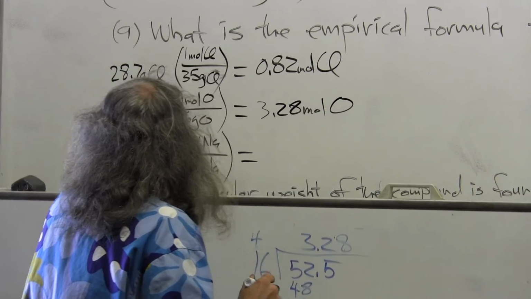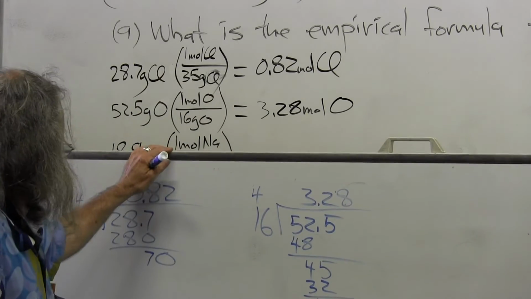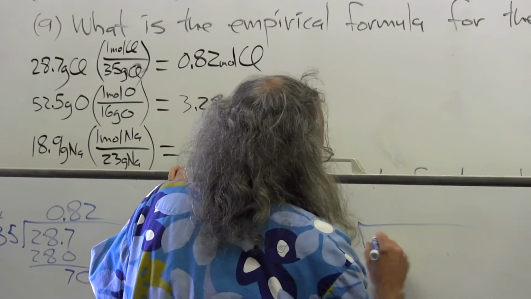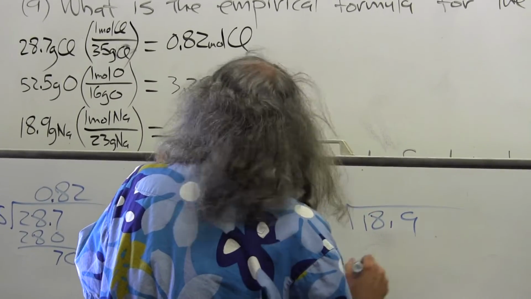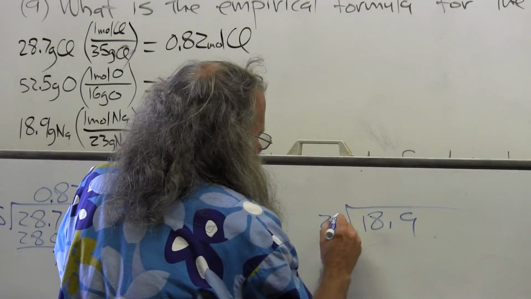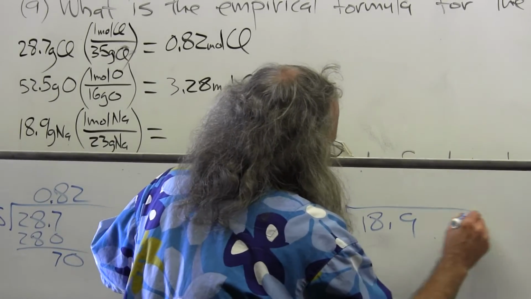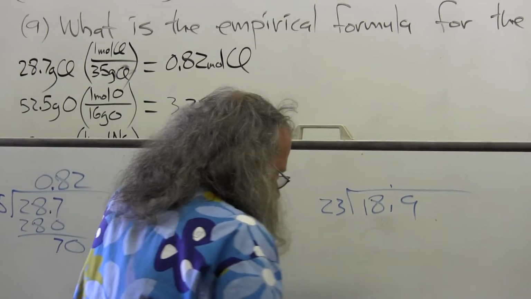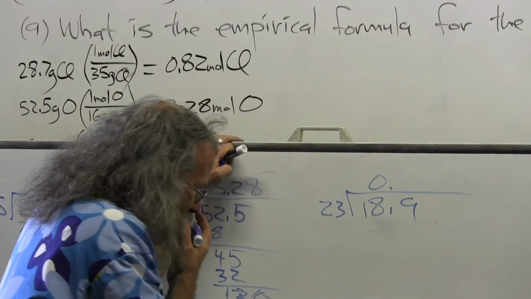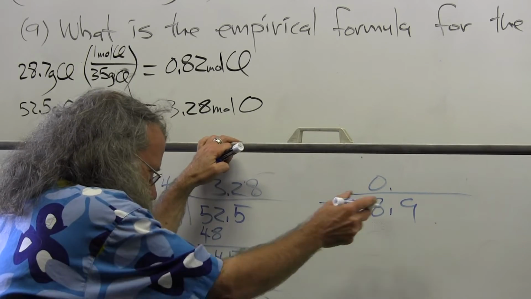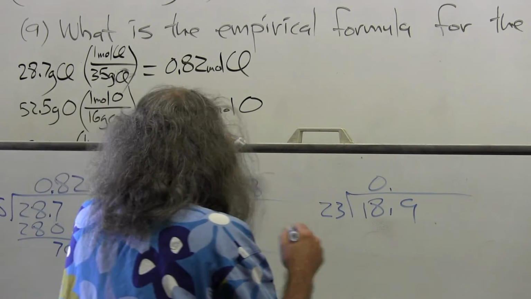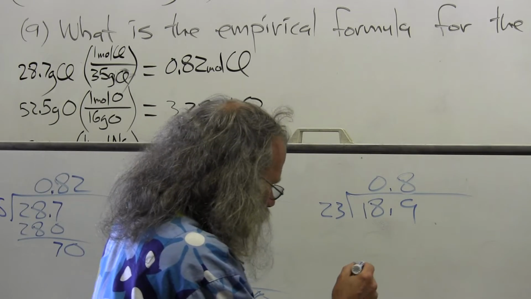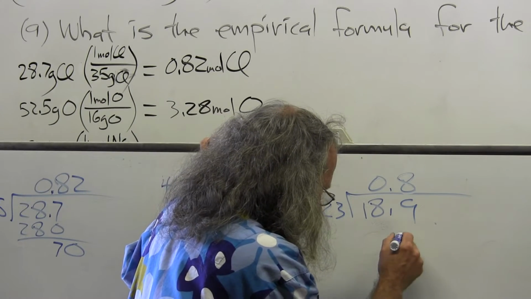And last, we're going to have to do sodium. And that is 18.9 divided by 23. Okay, 23 goes into 18 0 times. And let's see, 23 goes into 189. Let's just try 8, see where it takes us. 8 times 3 is 24.